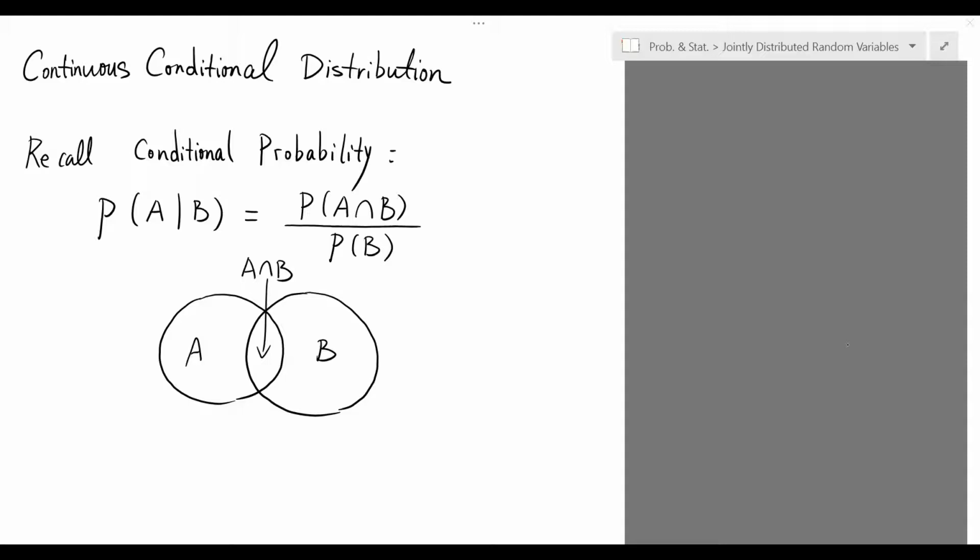In this video, we will talk about the continuous conditional distribution. Let's recall the basic idea of conditional probability first.